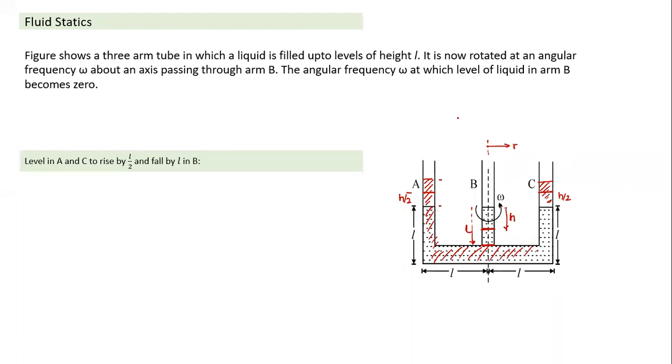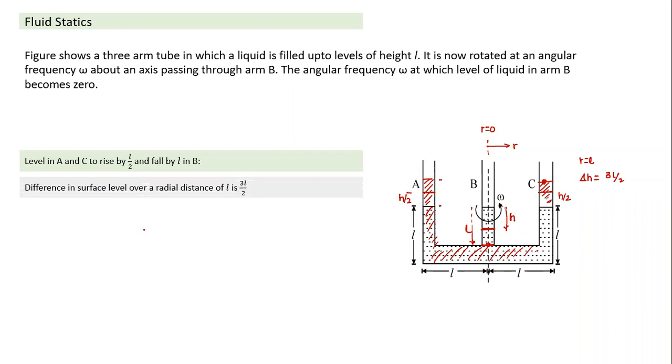Now, how do I find the value of omega? There are two points at which I know the heights. Which are the two points I know? I know the point at r equal to 0. With respect to r equal to 0, at r equal to L, I know the height difference is equal to 3L by 2. So compared to this liquid level, the liquid level at a distance L has a difference in level equal to 3L by 2.